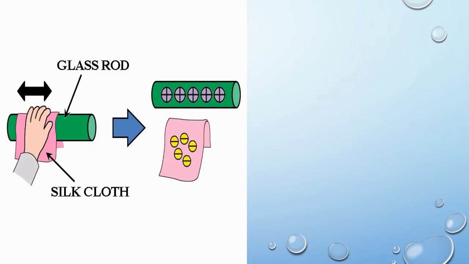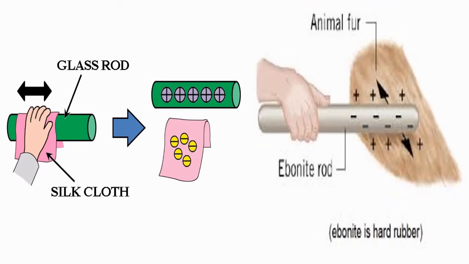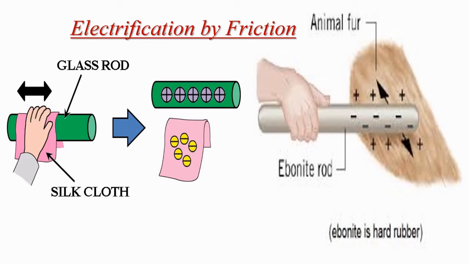Similarly, when ebonite is rubbed with the fur, electrons are transferred from the fur to the ebonite, making the ebonite negatively charged and the fur positively charged. When a body is positively charged, it means that some electrons have left the body, and when a body is negatively charged, it means that it has more electrons than protons. This was all about electrification by friction.